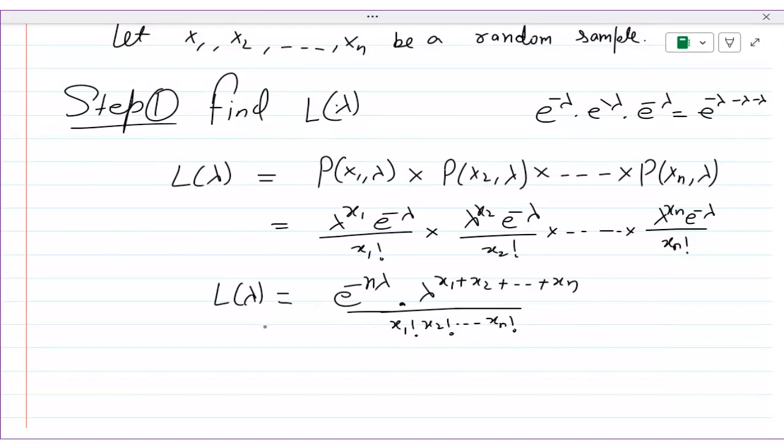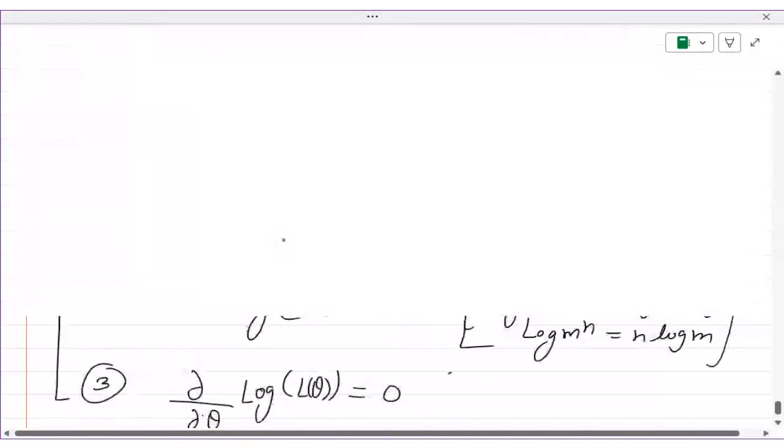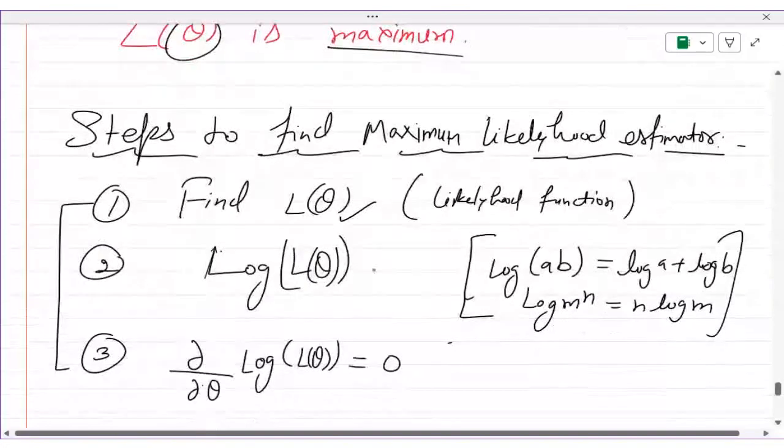Now what is step 2? Step 2 is we will take log both sides. So you can see here, these are the steps. First we find the L theta. Now we will take the log both sides, and after that we will do derivative with respect to the parameter.